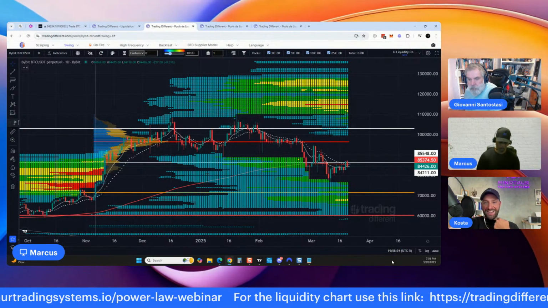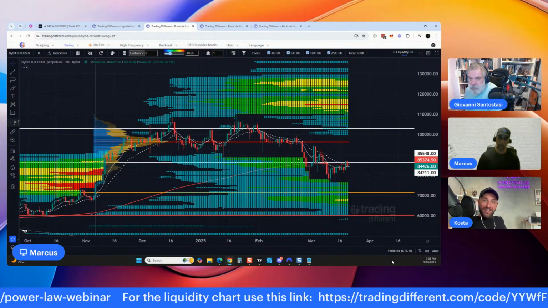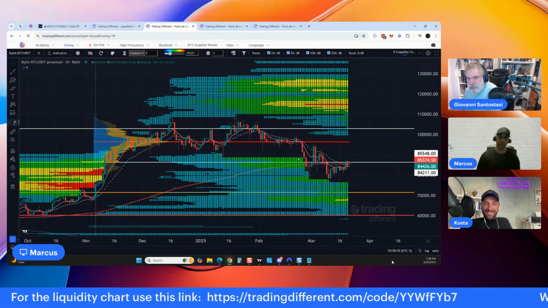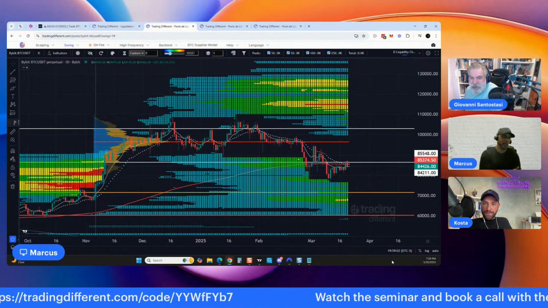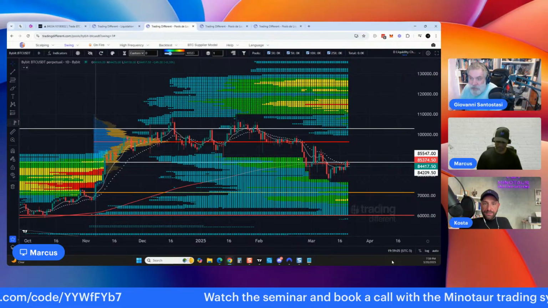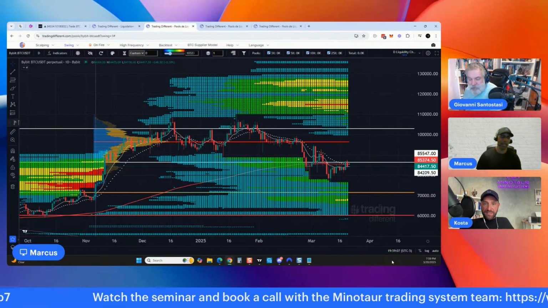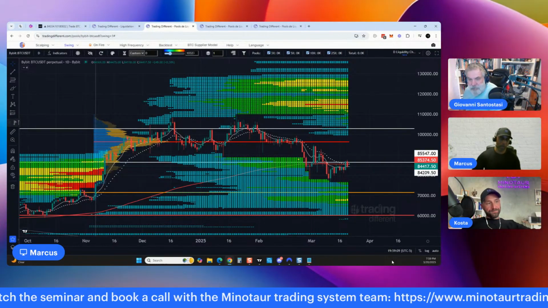Six months ago, everyone was saying supply shock incoming, all the Bitcoins are off the exchanges, everything's good. It's a ridiculous thing, right? It's all about liquidity. These are all levels, sellers above, buyers below. They're buyers and sellers.